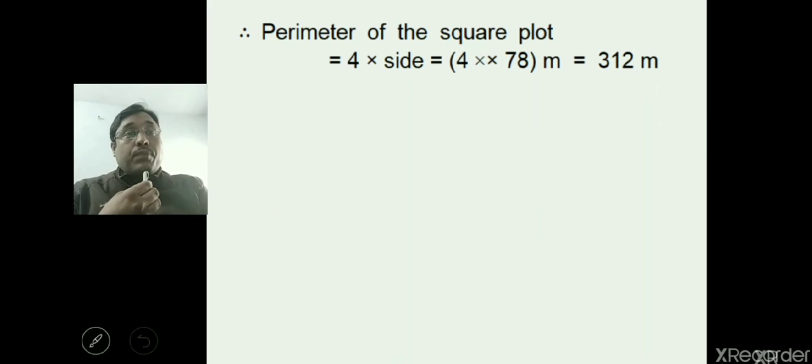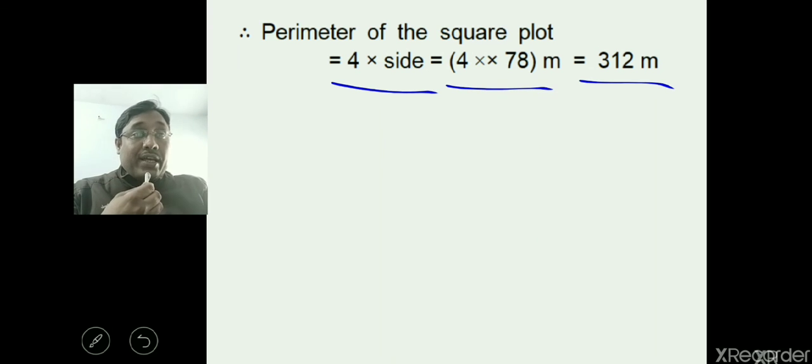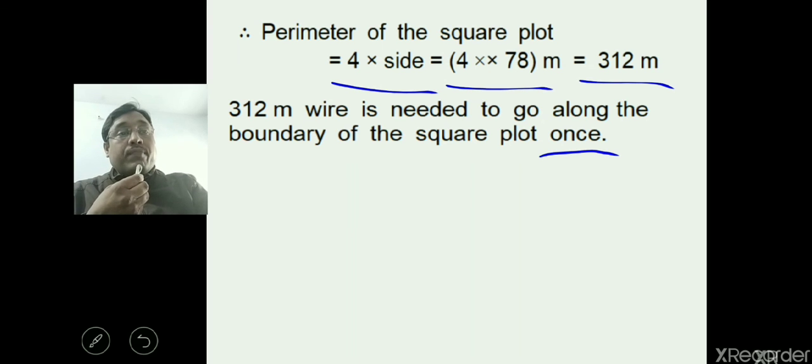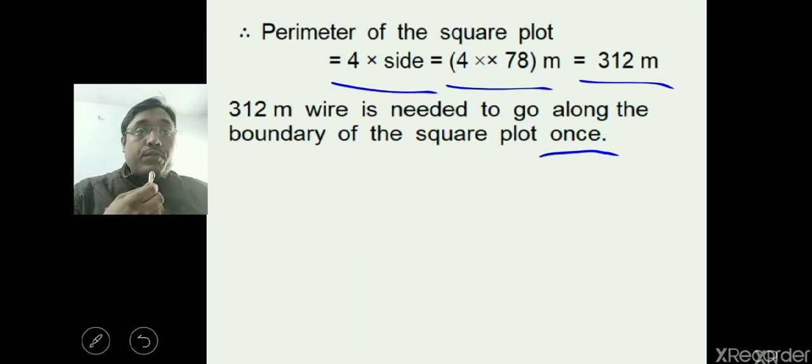Then the perimeter of the square plot is 4 into side, means 4 into 78, that comes 312 meter. That is 312 meter is the perimeter of the square plot. Then you can write that 312 meter of wire is needed to go along the boundary of the square plot once, means if you are going one time, then it is equal to the perimeter of the square plot. That much length you have covered with the wire.